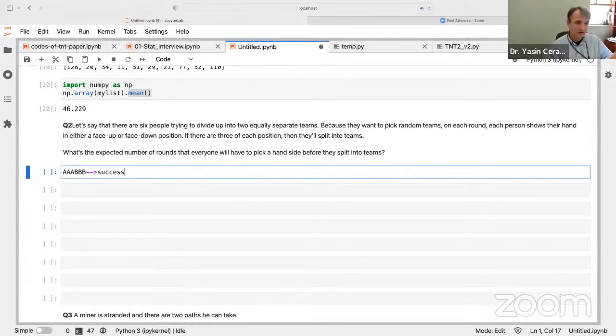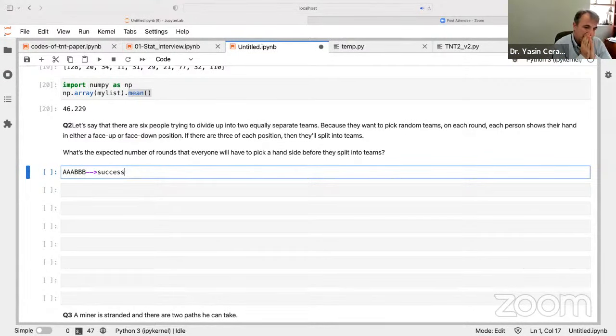By the way, the order of A and B will be different. In one round, the first person will be A, in the second round he might be B. So at each round, a person being A or B is equally probable. That means it's like flipping a coin, so P and 1 minus P are equal to 0.5.